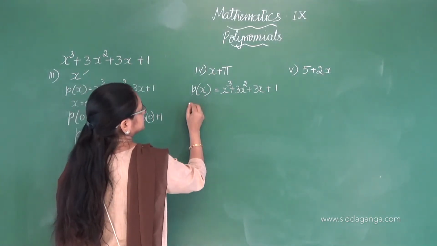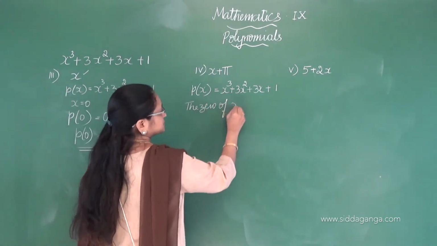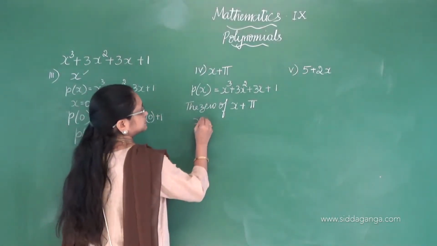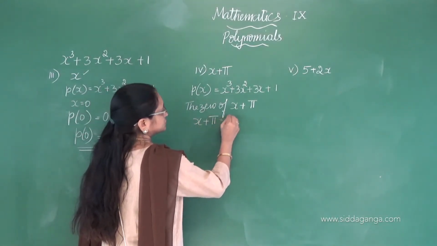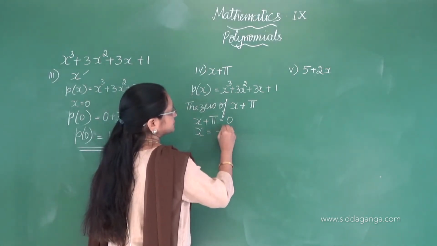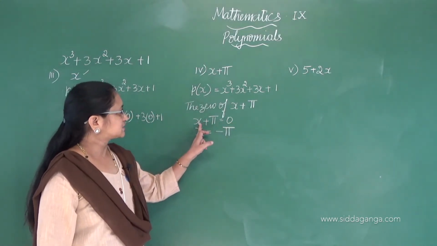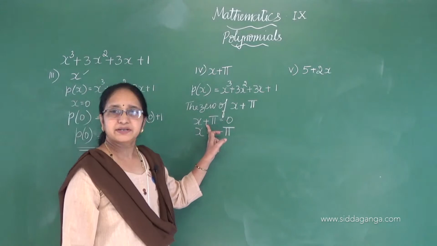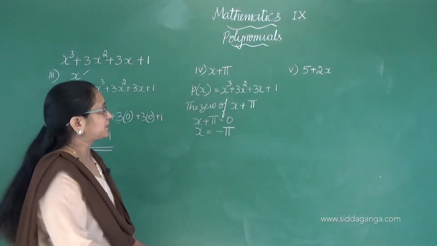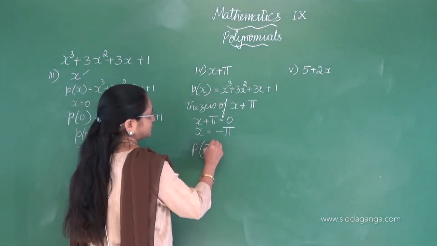Now to find out the 0 of x plus pi, how to find out? x plus pi is equal to 0, therefore x is equal to minus pi. I hope it is clear. x plus pi is equal to 0, so plus pi will be transposed to the other side, and it will become minus pi.